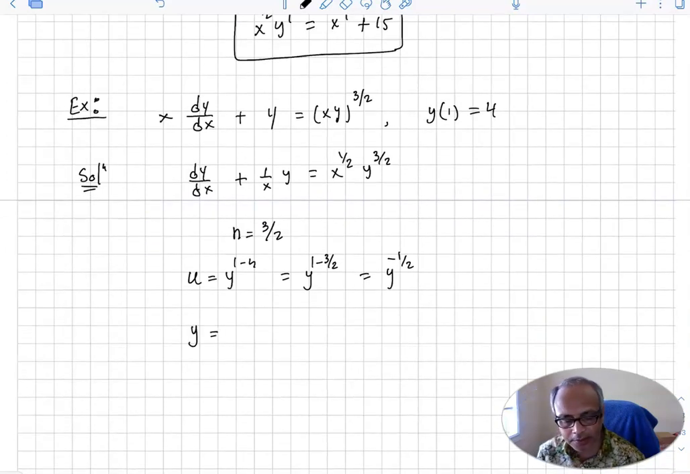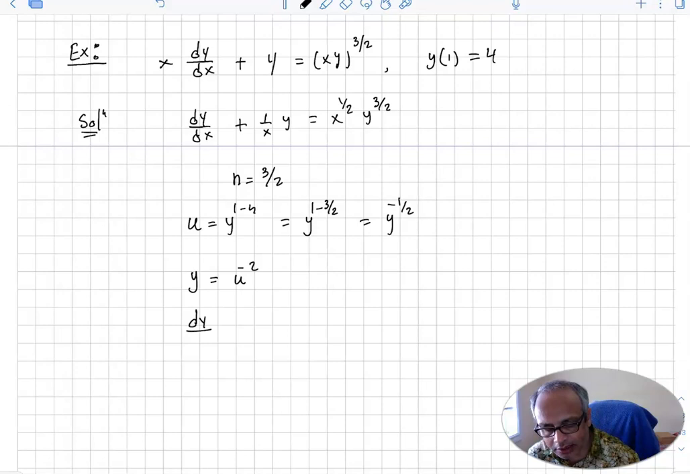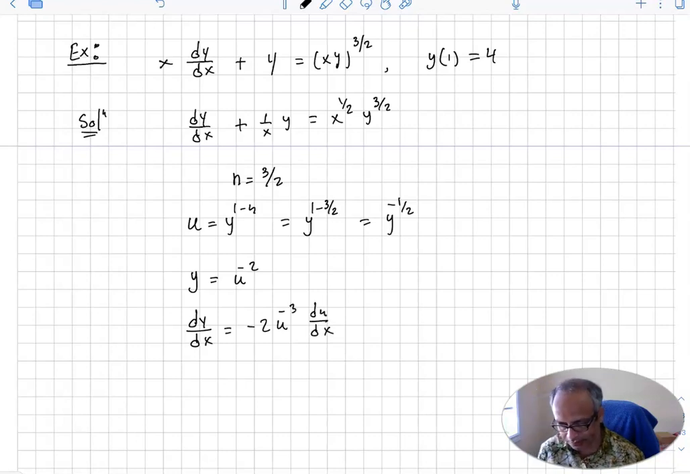So y will be 1 by u, you have to make the reciprocal, but then you have to power, so u to the power negative 2, and dy dx will be negative 2 u to the power negative 3 du dx.